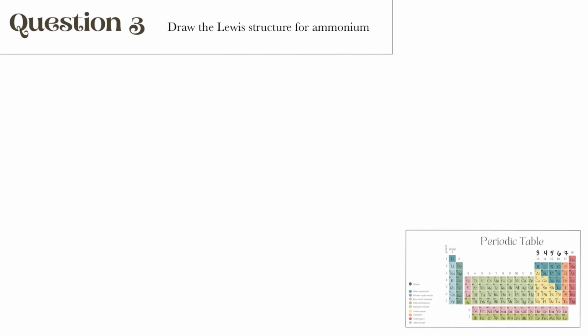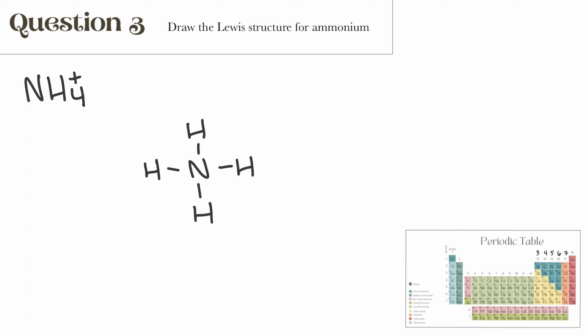Question 3 wants us to draw the Lewis structure for ammonium. We know ammonium is NH4 with a positive charge. So to begin, we want to start by drawing the general Lewis structure for it, which looks something like this.